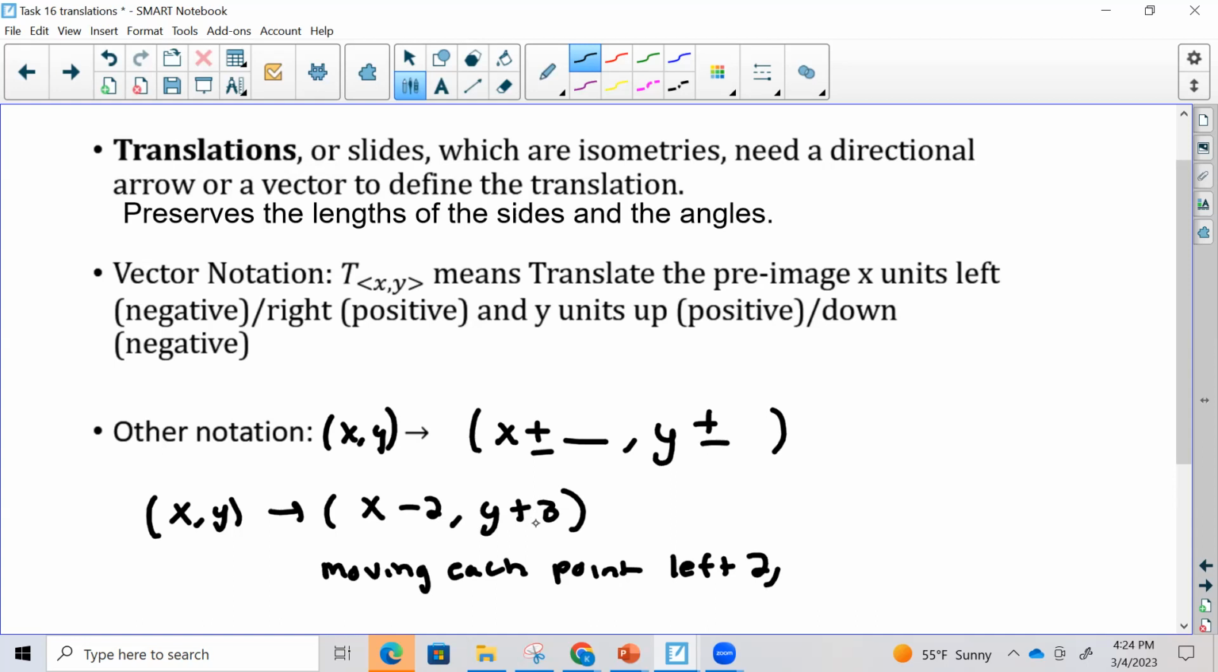And then the Y coordinate always tells me up or down. If it's positive, we're moving up. If it's negative, we're moving down. So plus 3 would mean we're moving up 3. Okay, and that's what that notation means. Or they might write it in vector notation, and that means the same thing: left 2 and then up 3.